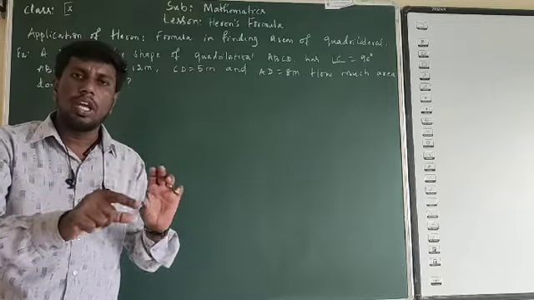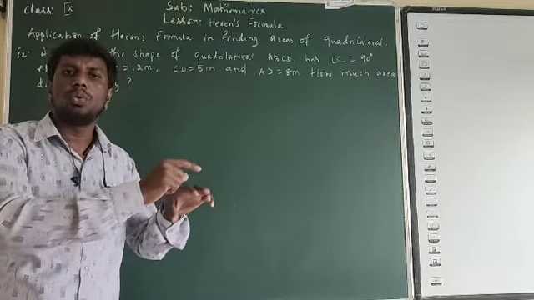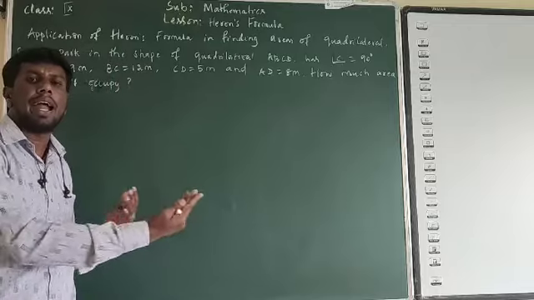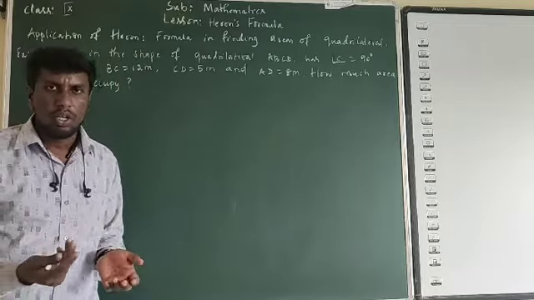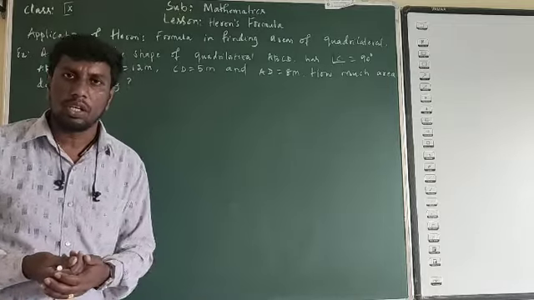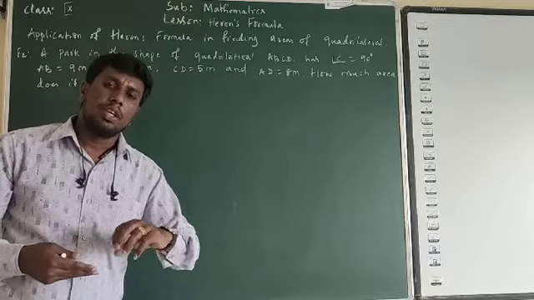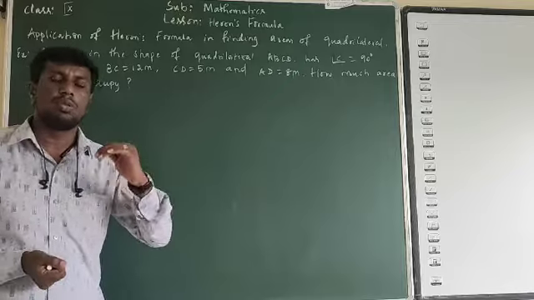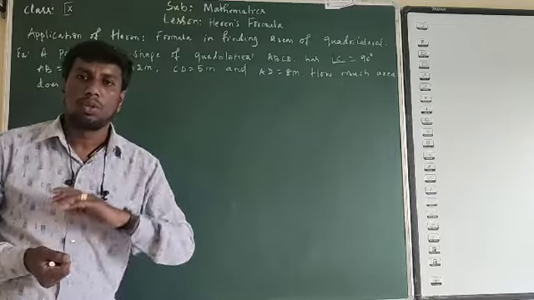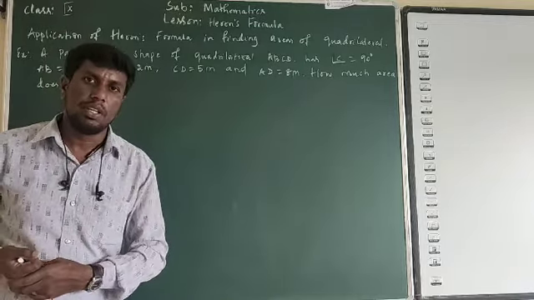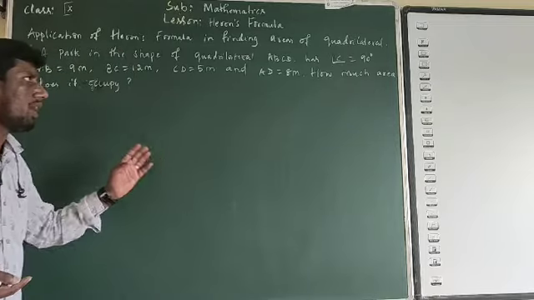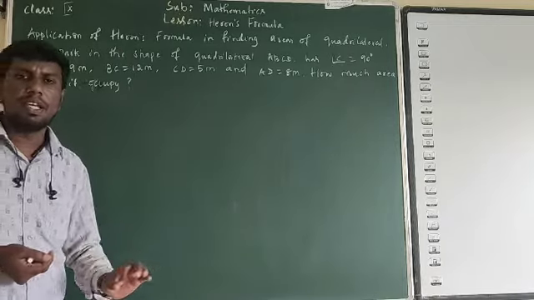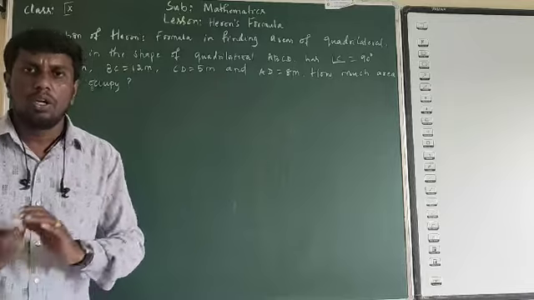Then we can find the area of both triangles. To get the total area, we add those two areas. That will be the area of the quadrilateral. In that way, we can use Heron's formula to find the area of a quadrilateral. Okay, that is the application of Heron's formula to find the areas of quadrilaterals. We will take an example and see how we use Heron's formula.